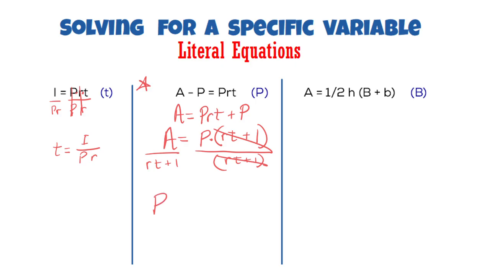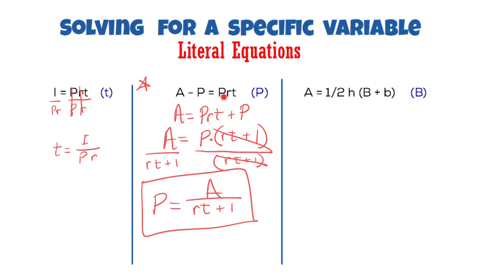I'm going to rewrite it, clean it up. P is equal to A divided by RT plus 1. So this would be way nicer if I was trying to figure out P than having to go through all the algebra up here every time. This is set up perfectly to solve for P.